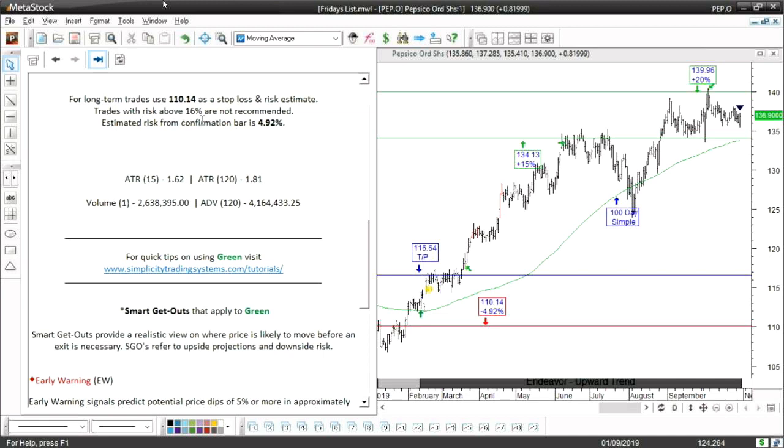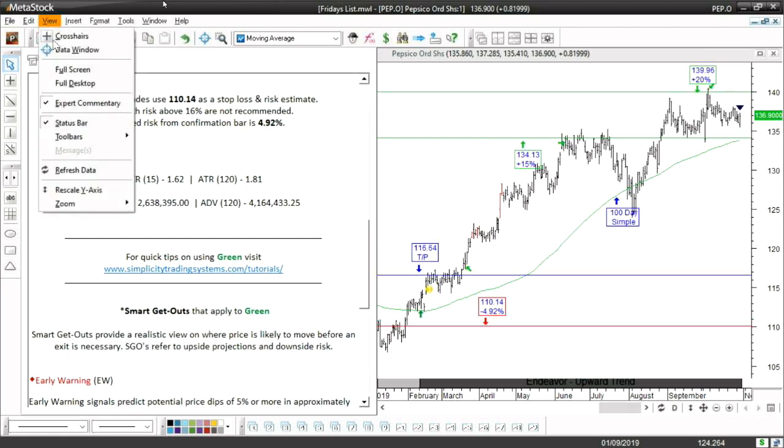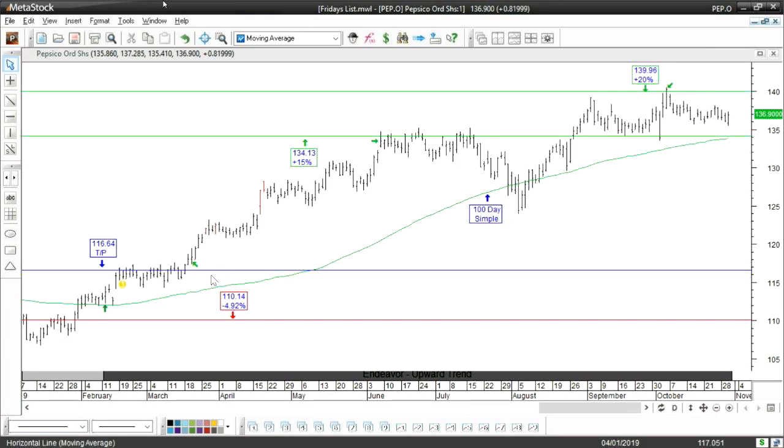We know we're not going to take the trade if it's above 16%. The estimated risk for the confirmation bar, oh my gosh, 4.92%. This is golden, folks. This risk is very, very, very low for a long-term trade on an excellent equity. So we'll close our commentary right here on this next day. We take out the high of that third day's close by 10 cents.